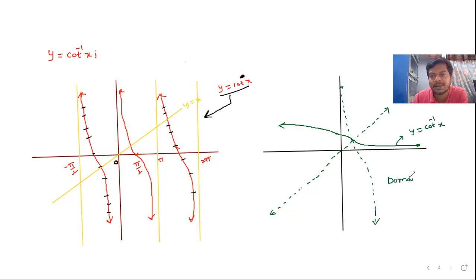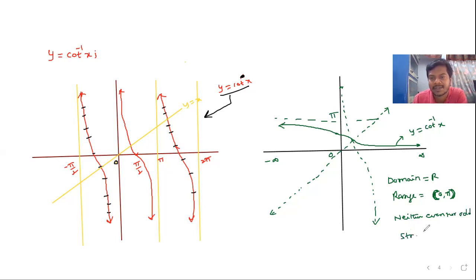And what is domain? Domain clearly set of all real values. It is defined from minus infinity to infinity, right? And range up to here only. Here it is 0 and it is pi. So range open interval 0 to pi, not closed brackets, open brackets. And it is neither even nor odd, right? Neither even nor odd. And it is strictly decreasing graph. Strictly decreasing. This is about the graph of y equal to cot inverse of x.